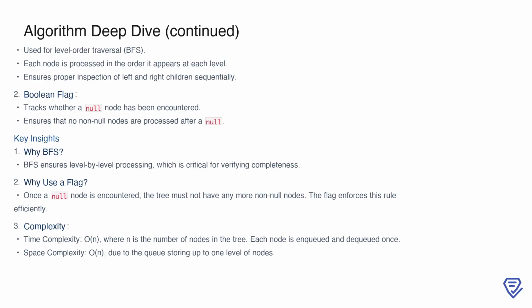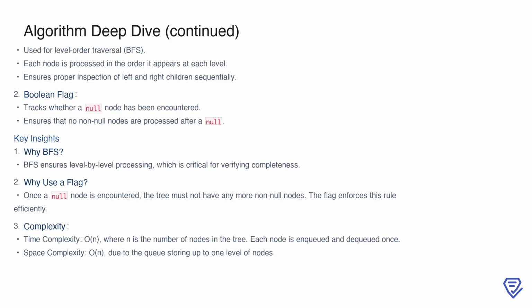To support this approach, we utilize two key data structures. First, we use a queue to perform the level order traversal. The queue ensures that nodes are processed sequentially, level by level, which is critical for verifying completeness.